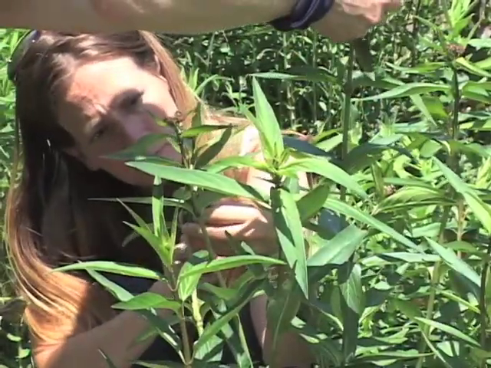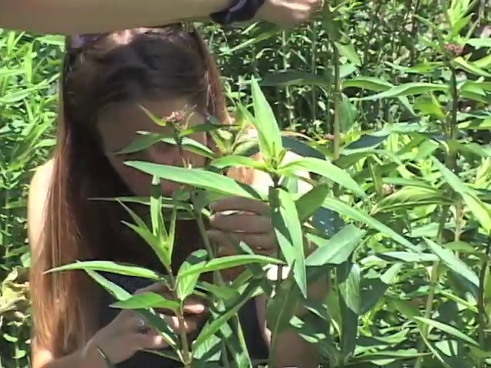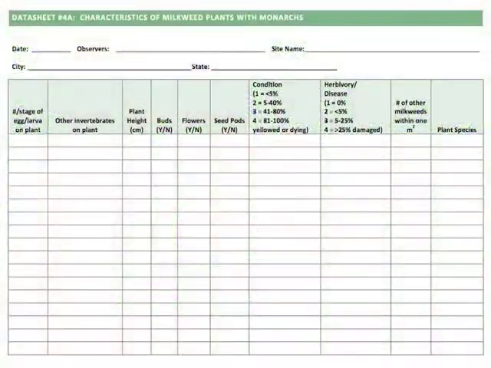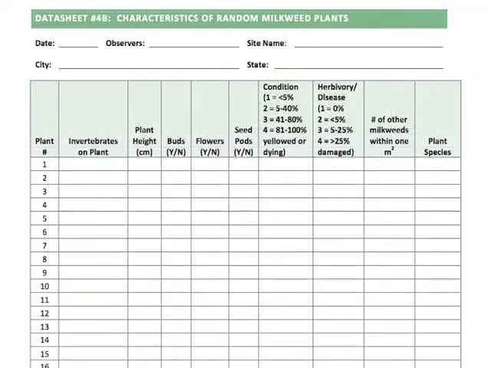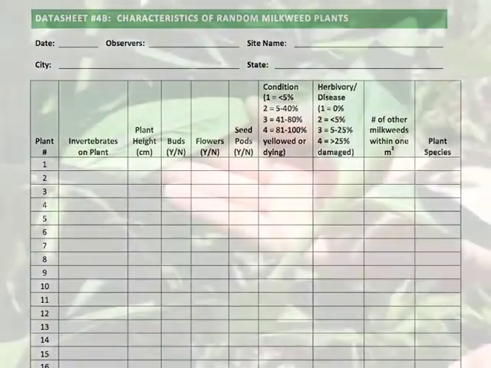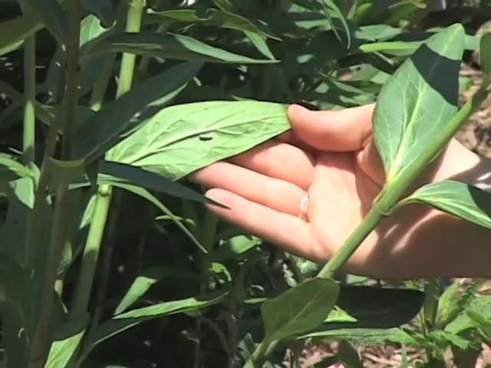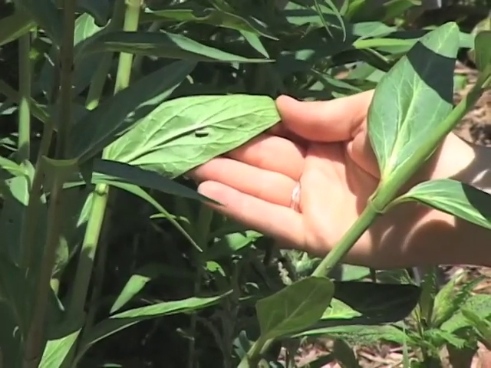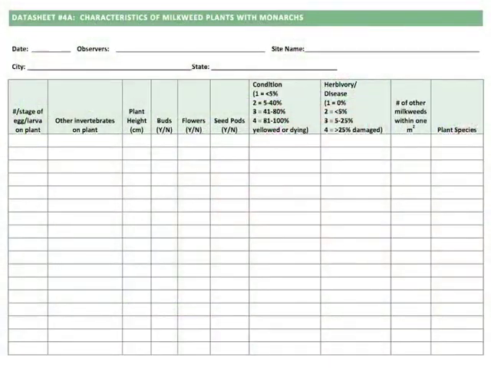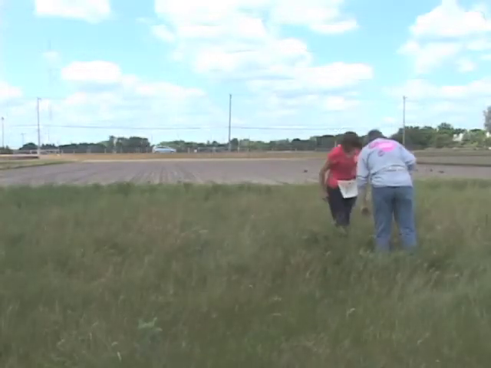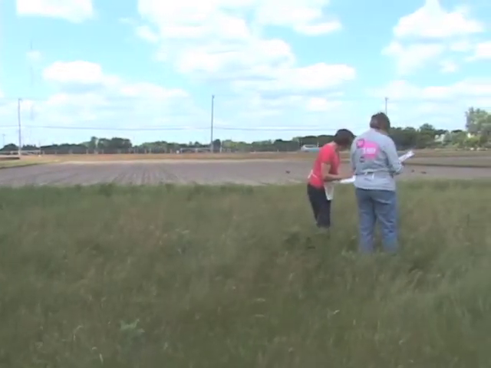You'll observe the same characteristics of two groups of plants, plants with monarchs and random plants. You'll use datasheet 4A for the plants with monarchs and datasheet 4B for the random plants. When you find a monarch egg or larva as you're monitoring for the monarch density, record it on the monarch density datasheet. Then use datasheet 4A to get some more information about the plant it's on. You'll measure random plants at the end of your monitoring session for comparison.